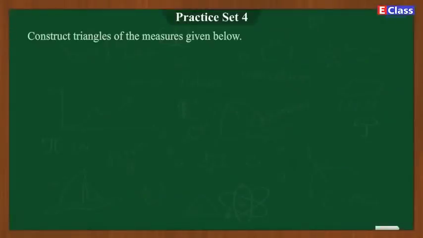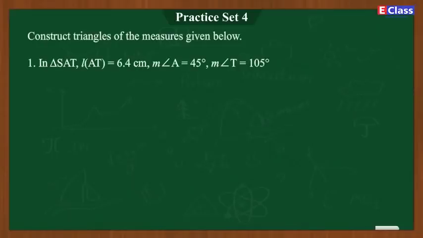Question. Construct triangles of the measures given below. 1. In triangle SAT, length of AT is equal to 6.4 centimeters. Measure of angle A is equal to 45 degrees. Measure of angle T is equal to 105 degrees. Answer.